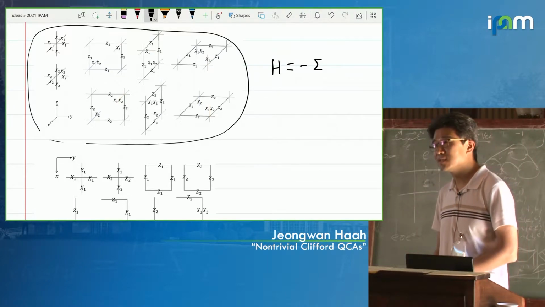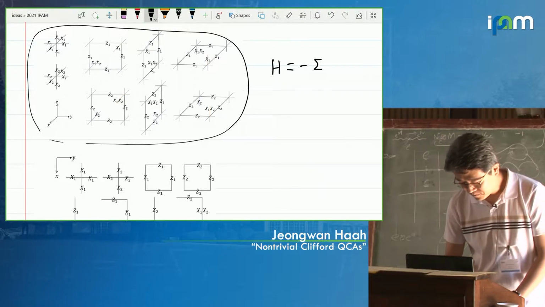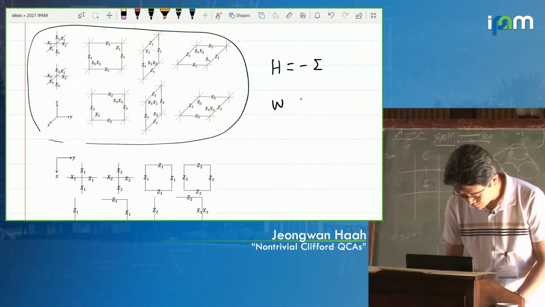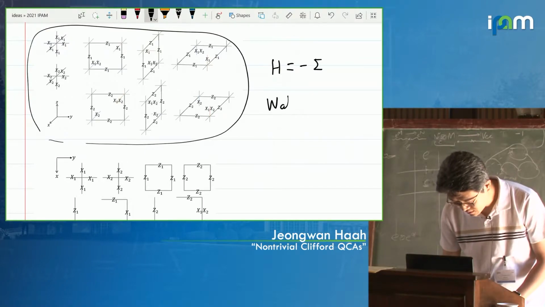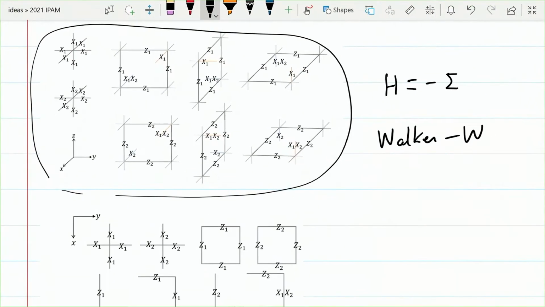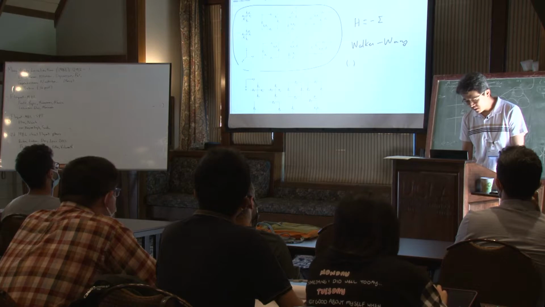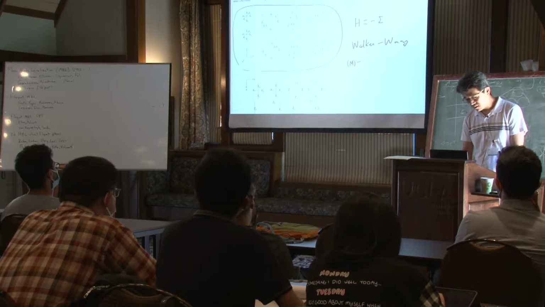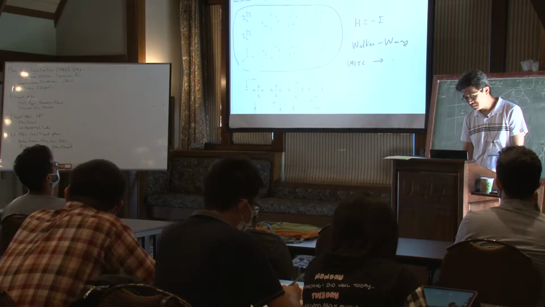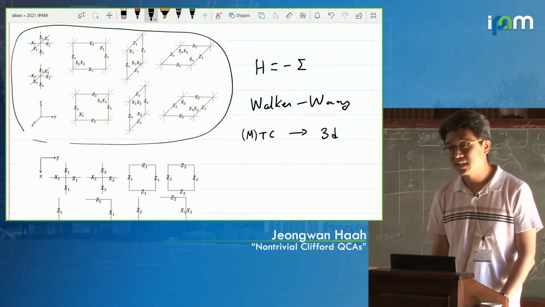The Walker Wang model is not really a model. So maybe I should write down a proper definition. The Walker Wang model is a special instance. So let me give you more context. The Walker Wang model accepts a possibly modular or premodular tensor category, and then produces a lattice model written down on a 3-dimensional lattice.